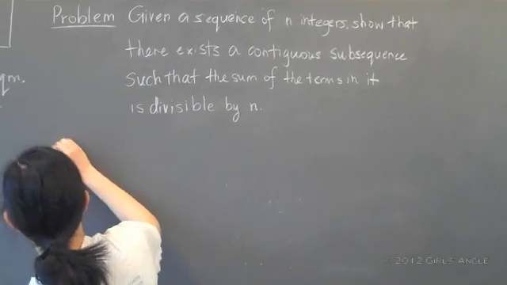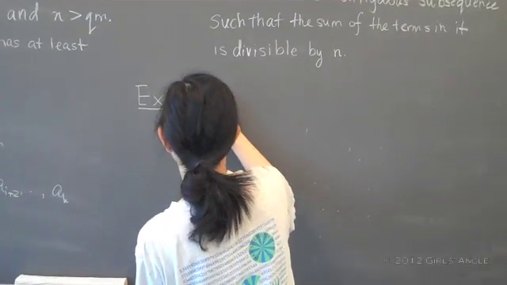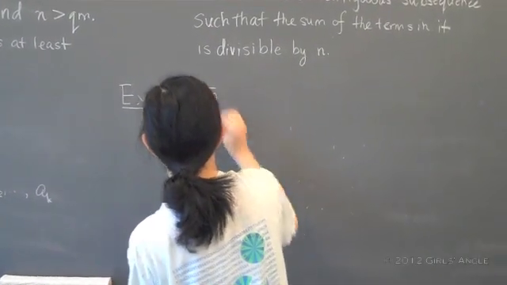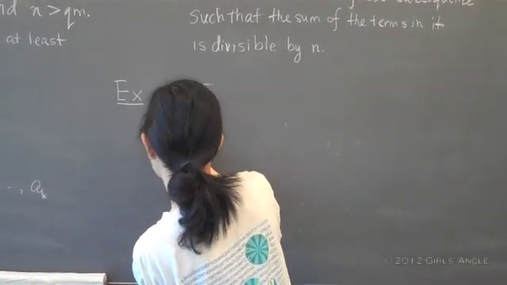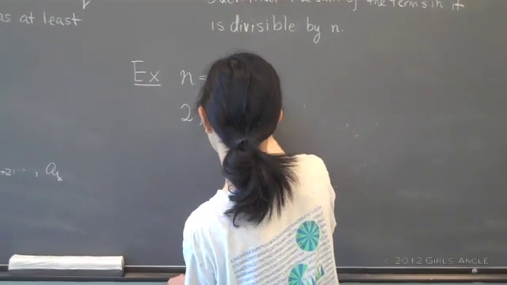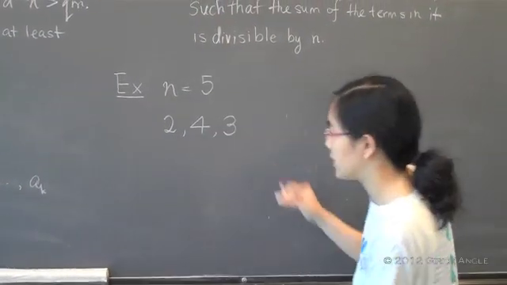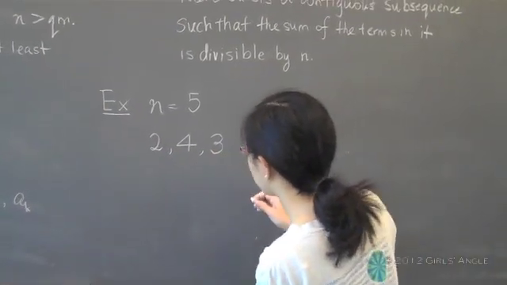Let's look at an example to see how this works. I'm going to take n to be equal to 5. And I could try to create a sequence as follows. Say 2, 4, 3. There isn't any contiguous subsequence in here whose sum of terms is divisible by 5.